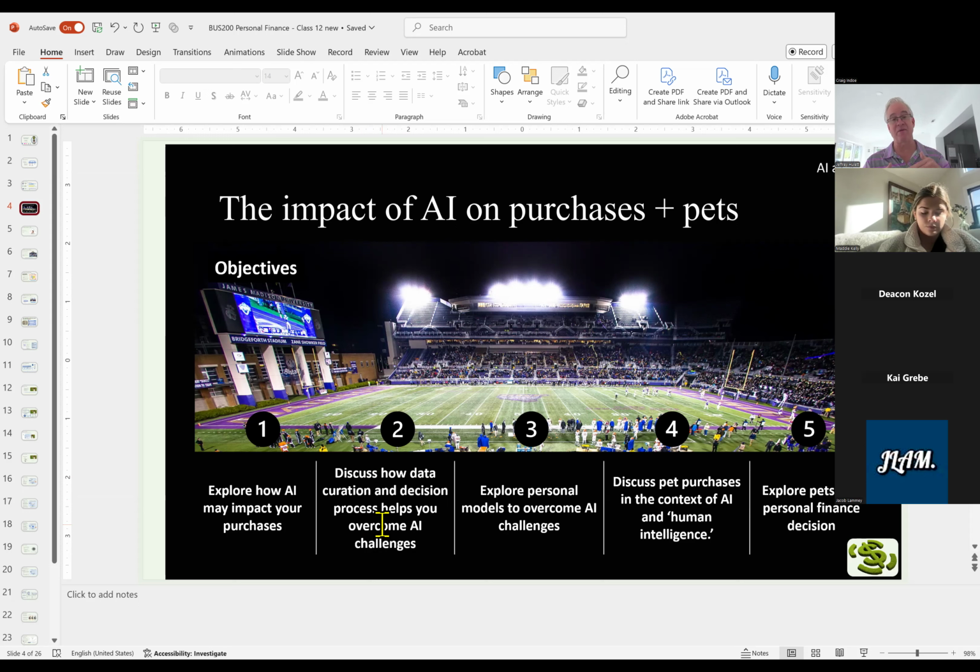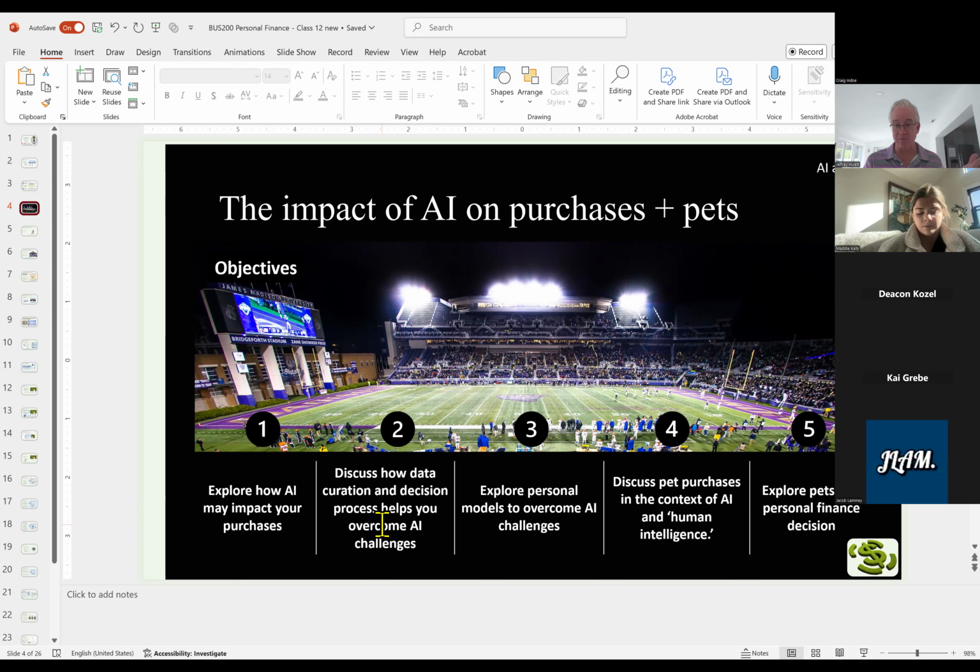All right, we're also going to discuss how data curation and decision process helps you overcome AI challenges. And again, AI meaning on the supply side, how they interact with you. Exploring personal models, and that's really the use of the analytical approach we talked about earlier in the semester, called the analytical hierarchy process, or AHP. That is the demand side.